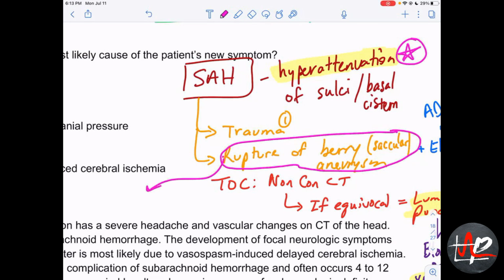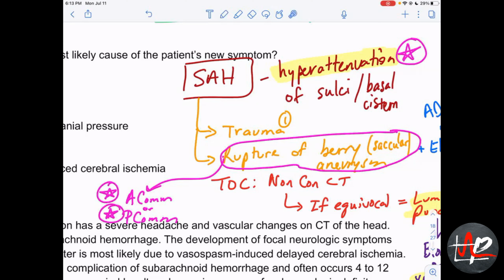And we're going to talk about anatomy. These are going to be at the communicating arteries. So you have an anterior communicating or a posterior communicating artery. And so in your circle of Willis, these are the 2 most common locations for a saccular aneurysm.